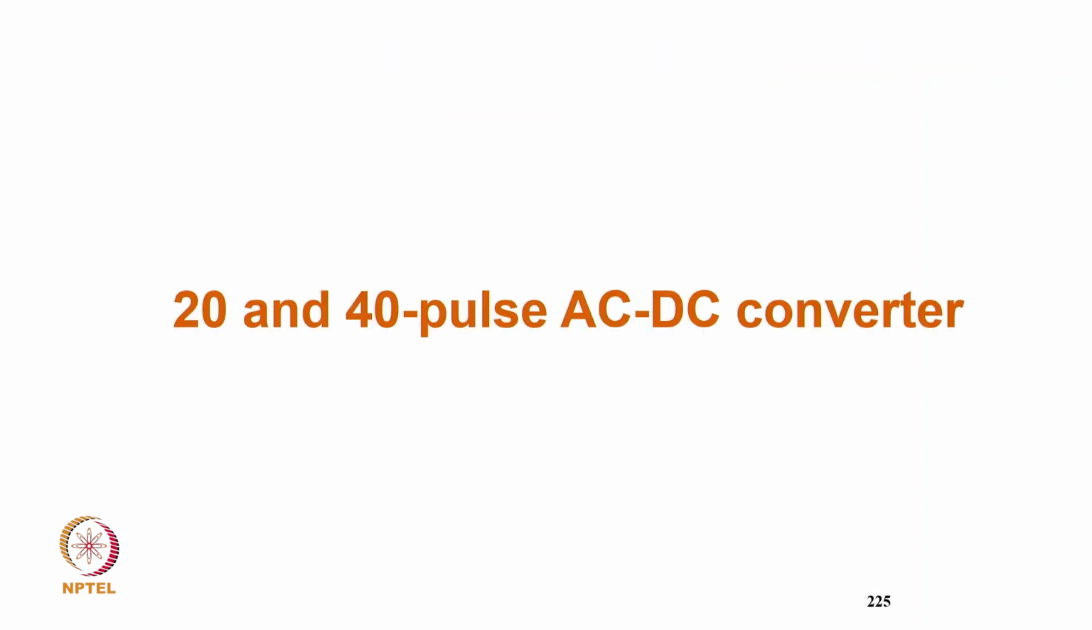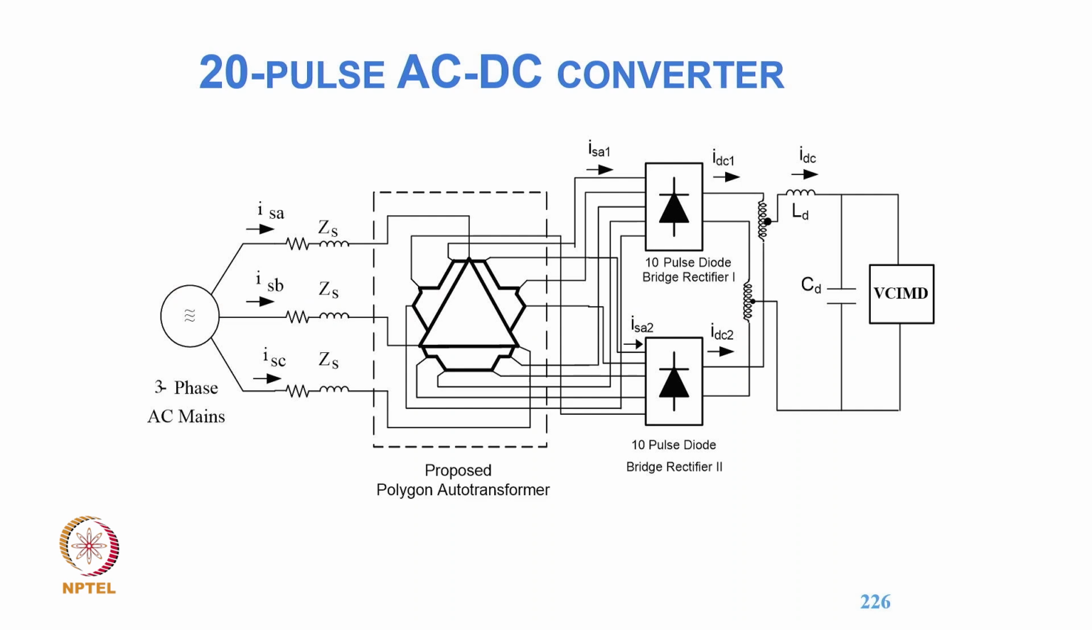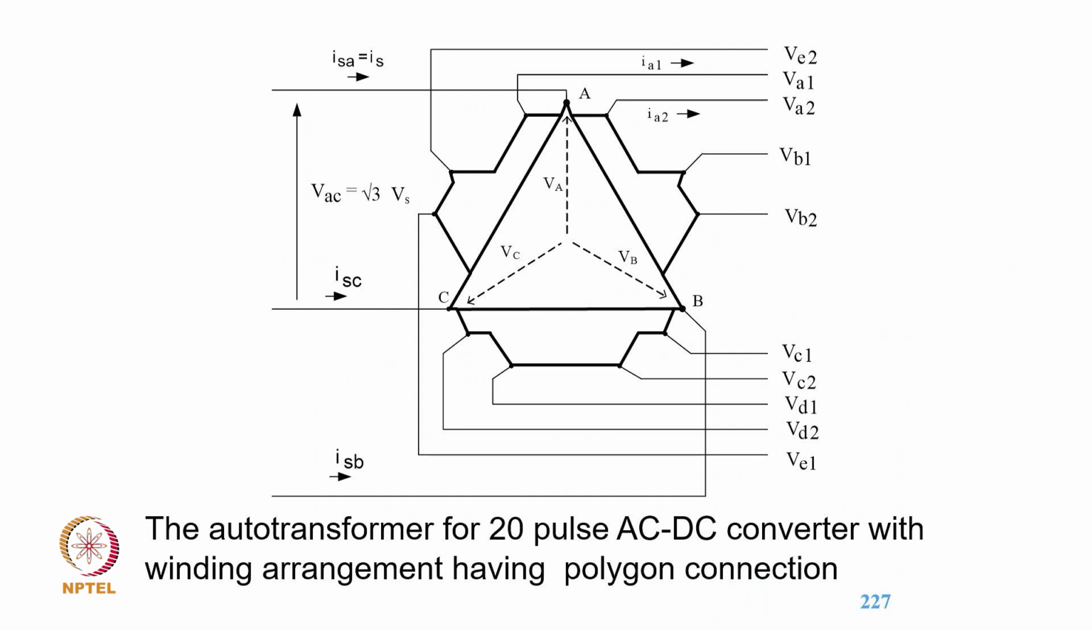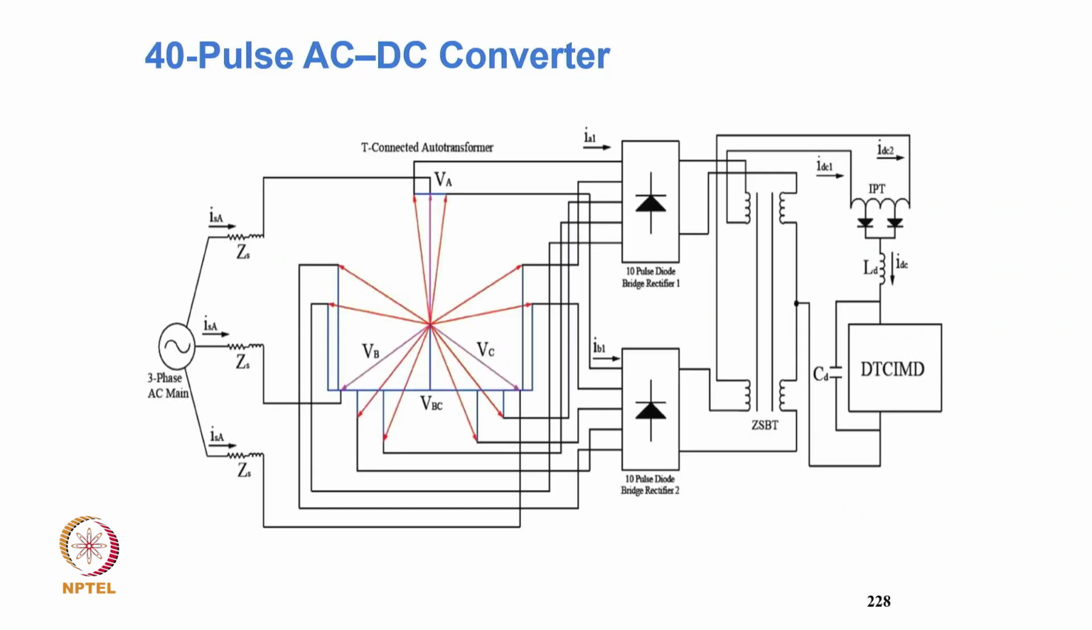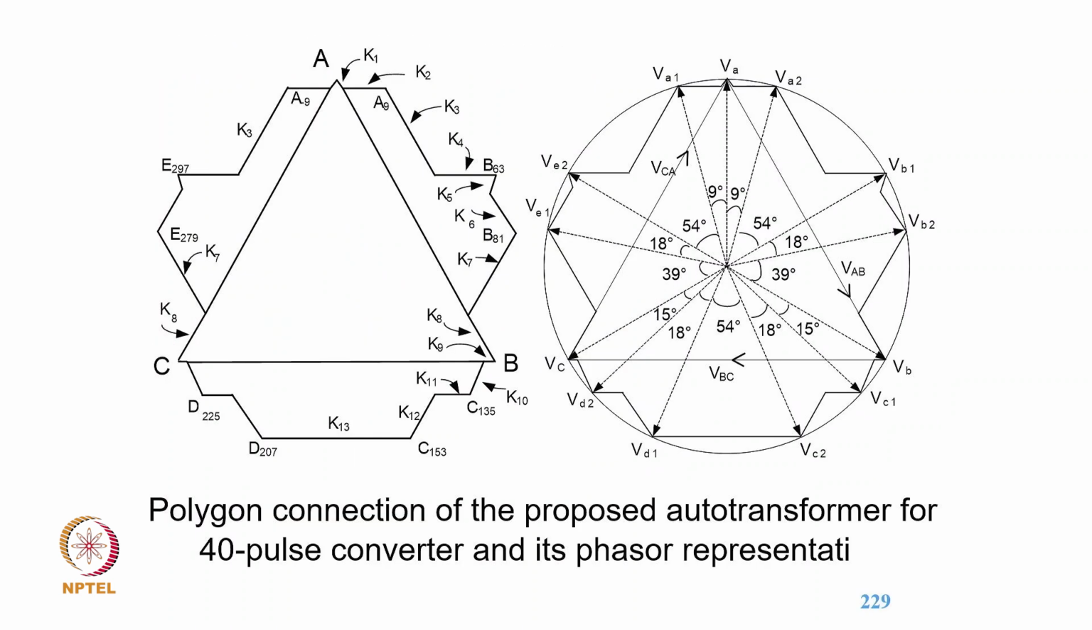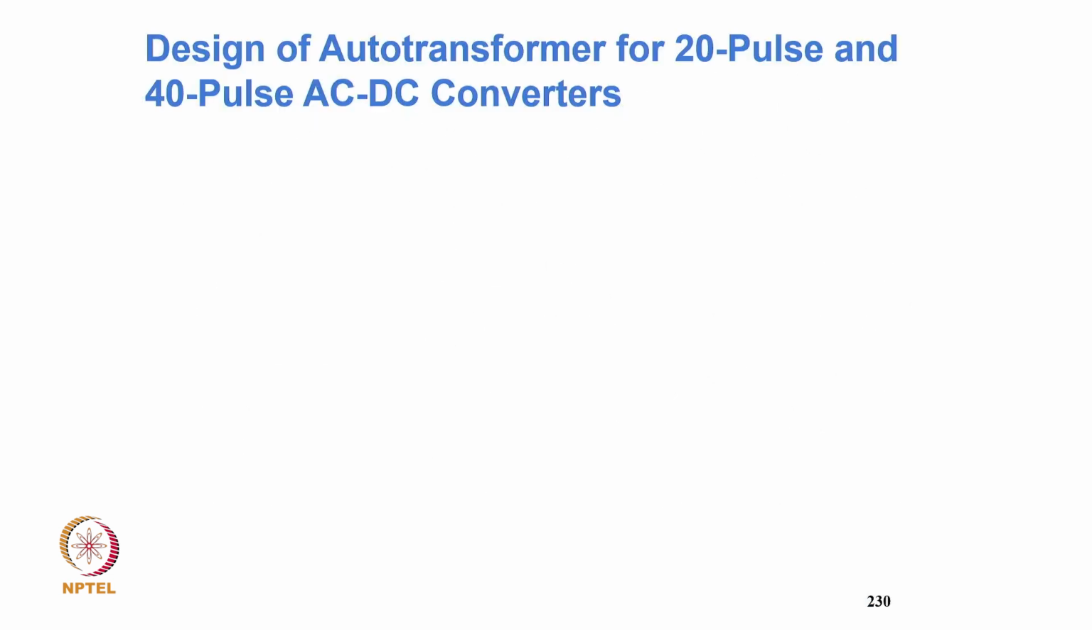So coming to the 20 and 40 pulse converter, here we are deriving from 3 phase, 2 sets of 5 phase with phase shifting. Because for 20 pulse we should get a phase shift of 360 by 20, so that comes to 18 degrees. So accordingly we design 2 sets with the interphase transformer. So this provides the phase shift for 20 pulse, and the T connection transformer, how we really design it for the 18 degree phase shift, for different segments of the winding.